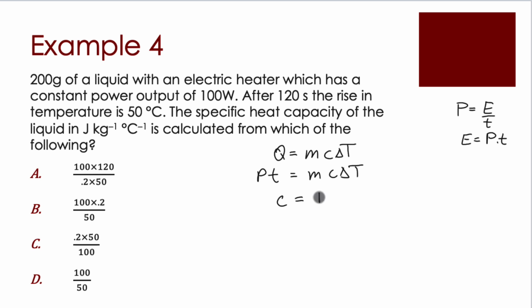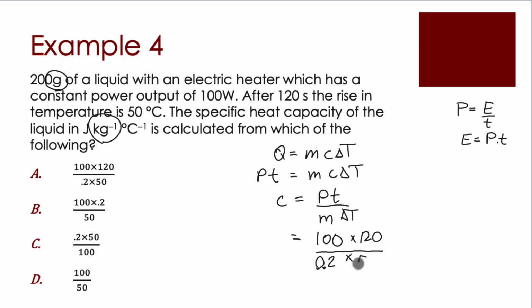Let me move this around. Specific heat capacity is going to be power and time, moving these other to the other side, divided by mass, divided by the change in temperature. So if I put in some numbers, I'm going to have 100 watts and 120 seconds all over 200 grams. Let's double check. I've got grams here, but I have kilograms here. So I need to change that into decimal 0.2. And times the change in temperature, which will be 50.